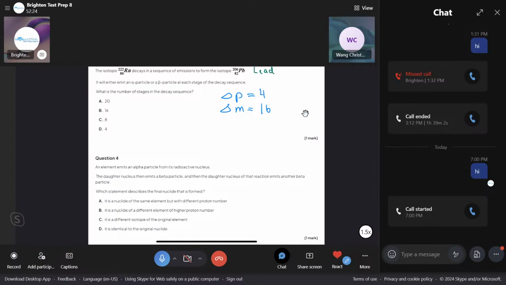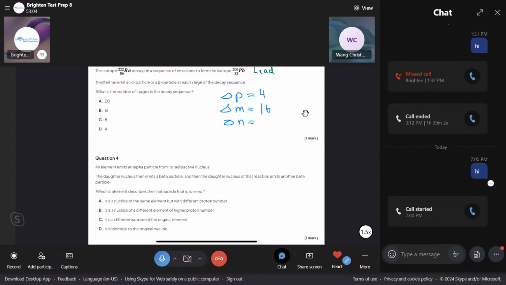And we know, on the other hand, if we lose 4 protons, we probably lost how many neutrons? 4. Protons, yes. Neutrons? If we're looking at mass, then there should be 8. Why 8? Because half of it is neutrons.